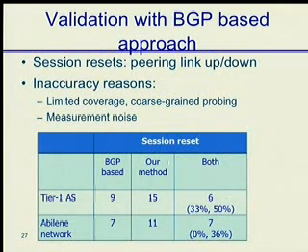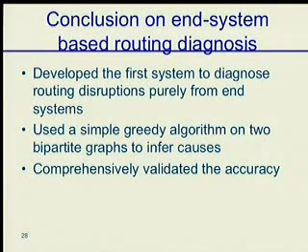So we also validated by looking at session resets, which is another interesting event that people focus on because it affects a significant amount of traffic. So in conclusion, this is an experiment we did trying to understand: can we really infer routing problems inside the ISP without having any access to proprietary data?